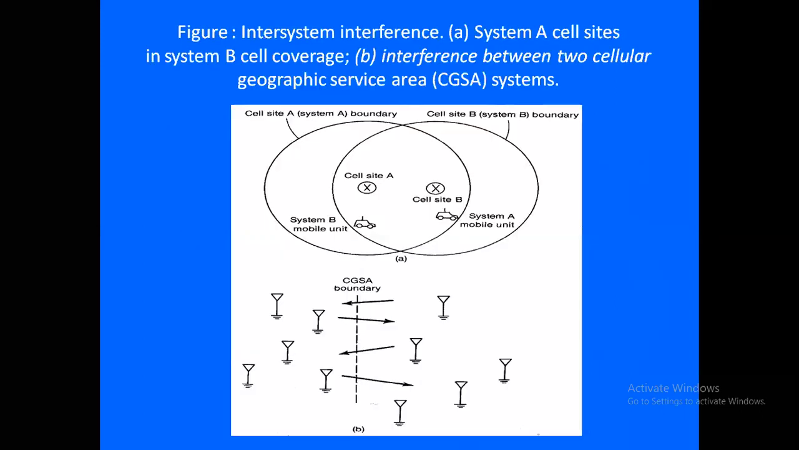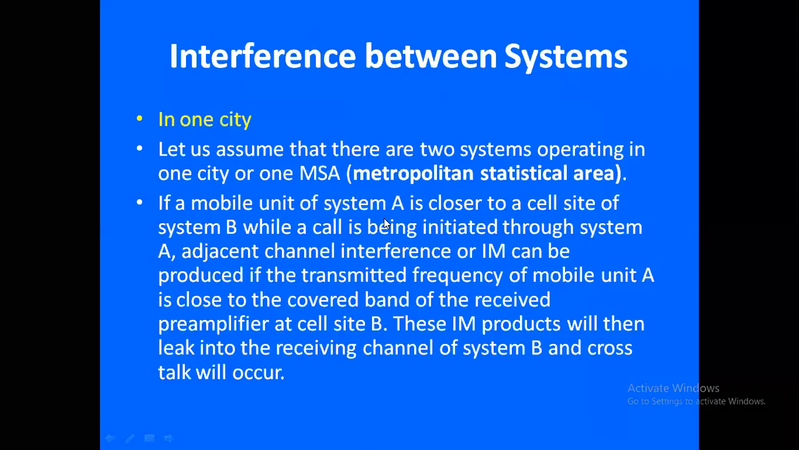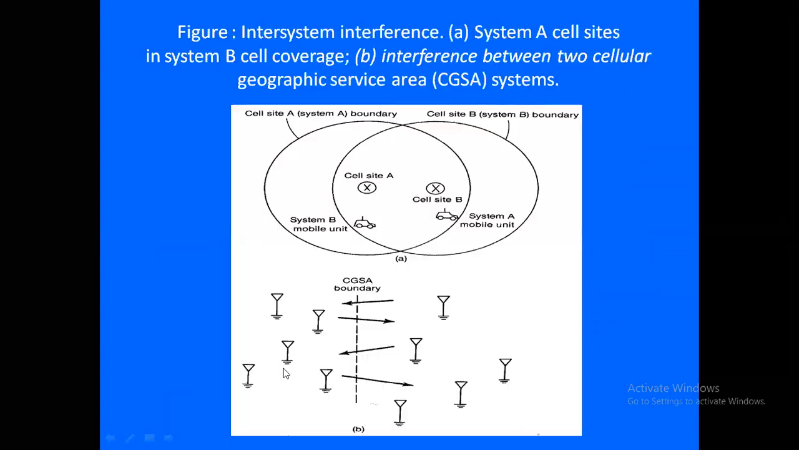So there will be an interference between mobile unit A and the cell site, and also mobile unit B and the cell site, and it can lead to intermodulation between the two systems. This intermodulation product will then leak into the receiving channel of system B and it can lead to crosstalk.